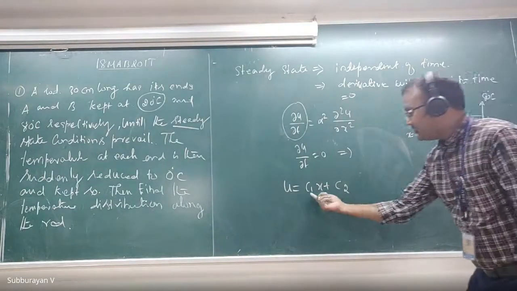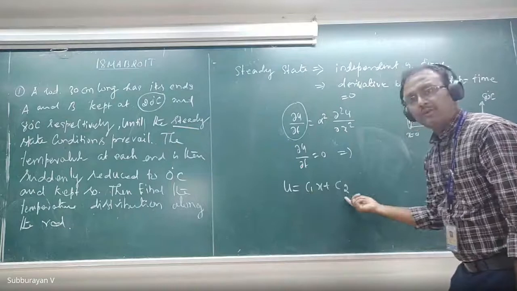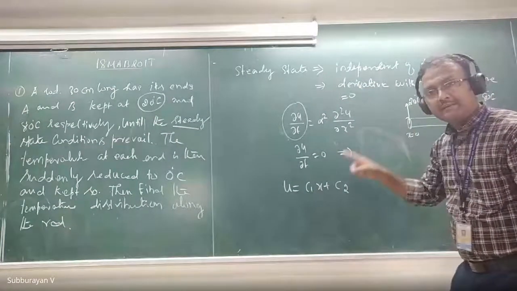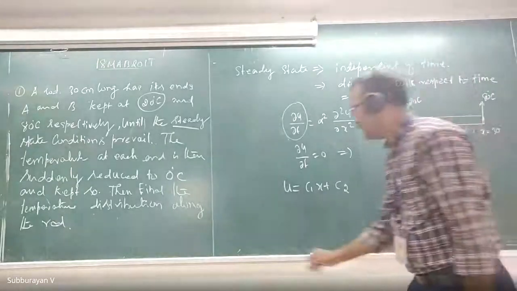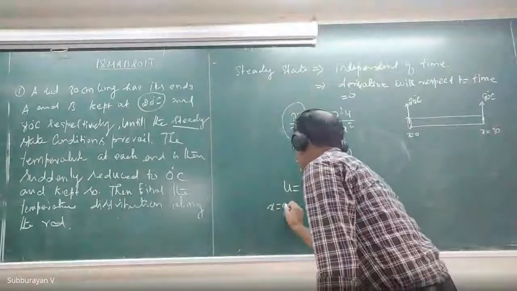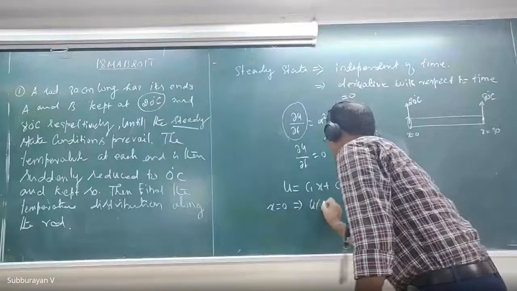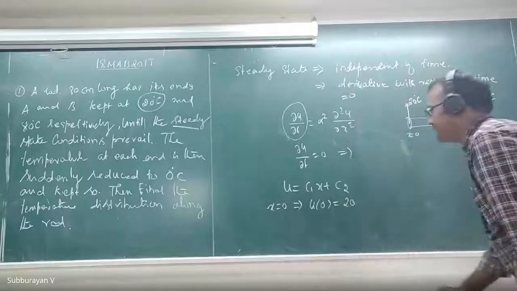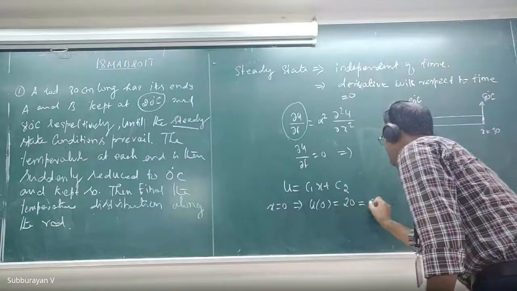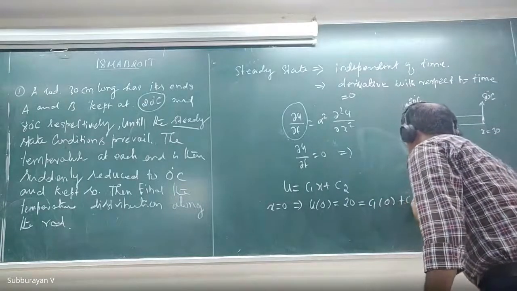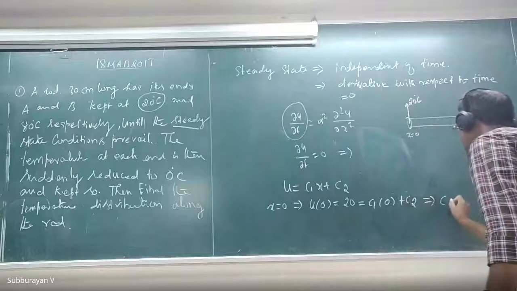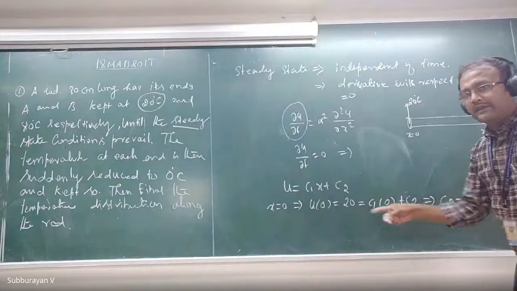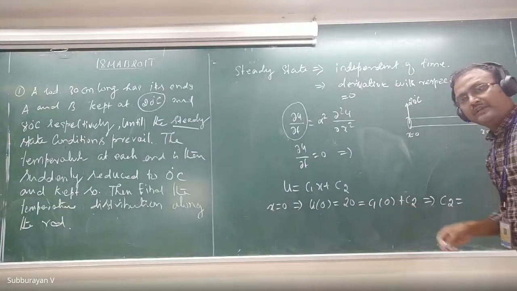Now, we have two arbitrary constants, C1 and C2. Plug in these two conditions and determine the values of C1 and C2. If x equal to 0, then what will I get? U of 0 is equal to 20, which is equal to C1 times 0 plus C2. Therefore, what is our C2 here? C2 is 20.